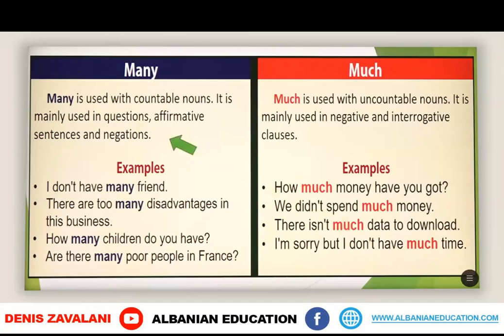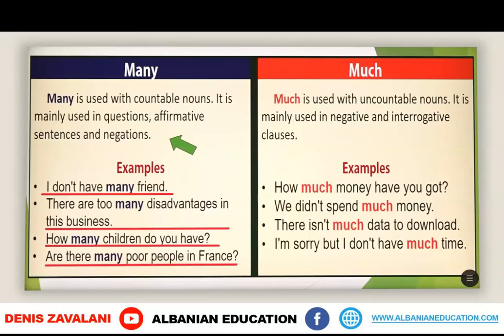Many is used with countable nouns. It is mainly used in questions, affirmative sentences, and negations. For example, I don't have many friends. There are too many disadvantages in this business. How many children do you have? Are there many poor people in France?